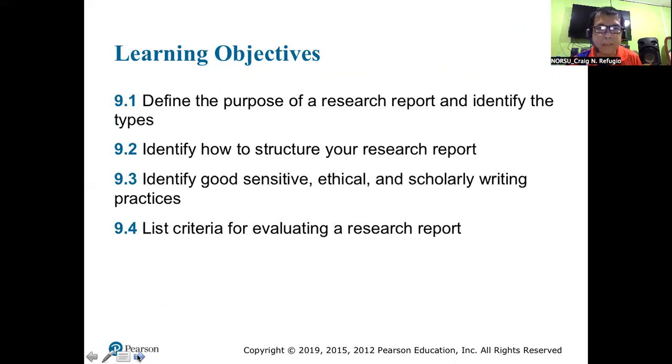These are the learning objectives. Define the purpose of a research report and identify the types. Identify how to structure your research report. Identify good, sensitive, ethical, and scholarly writing practices. Then list criteria for evaluating a research report.